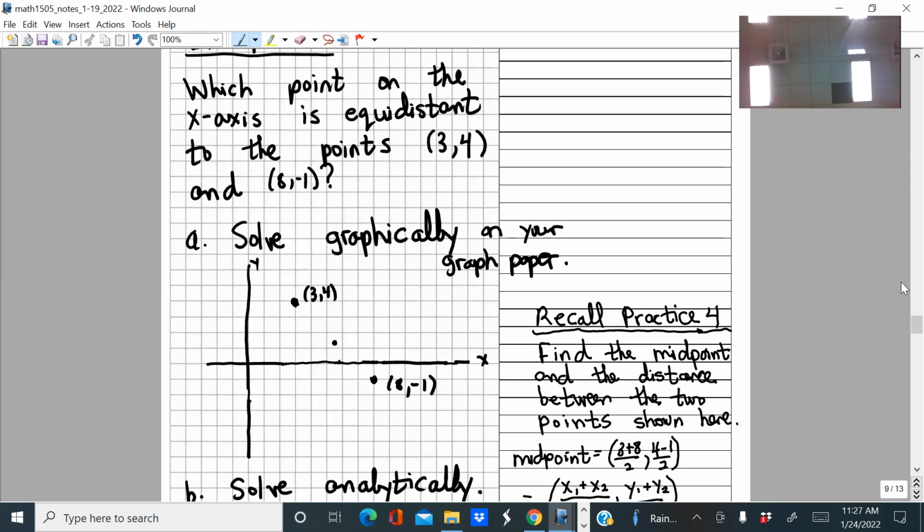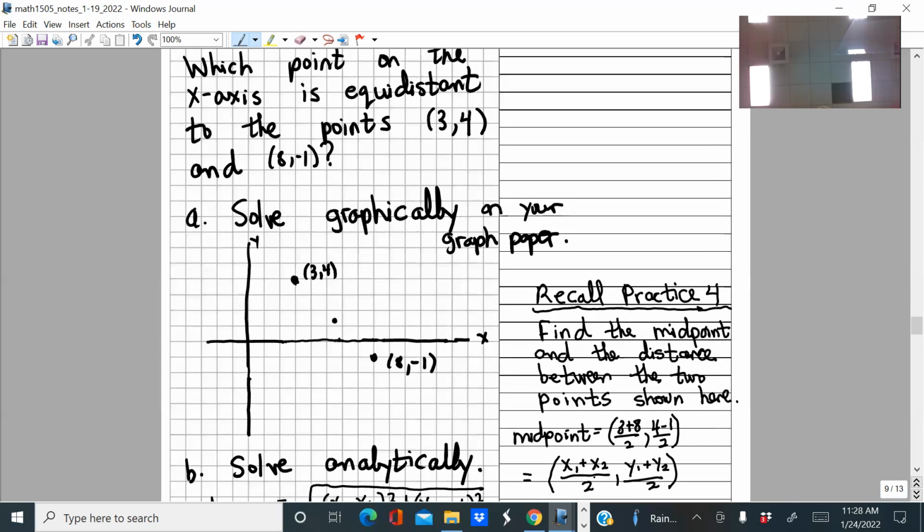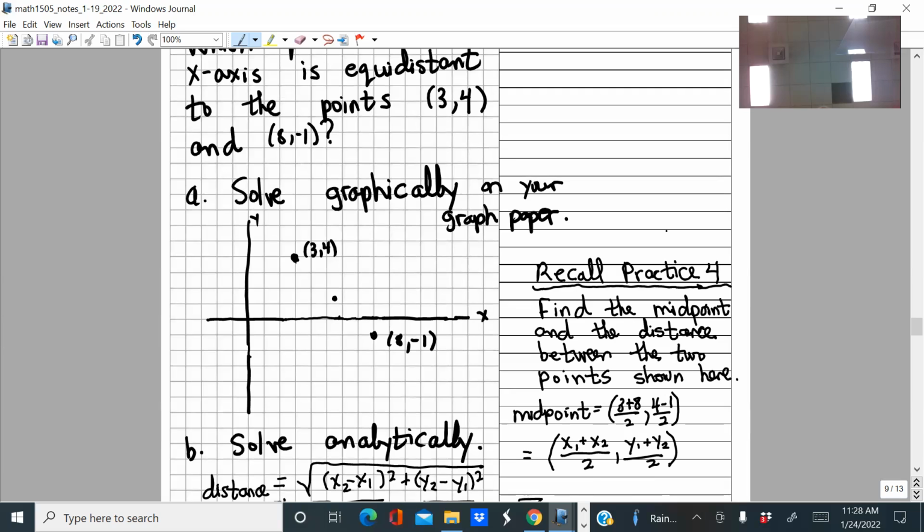All right. So in the recall practice, we just demonstrated what the midpoint was between these 2 points. So that turned out to be right there, which was 11 halves and what? 3 halves. 1 1/2. Okay. So this point is 11 halves and 3 halves.